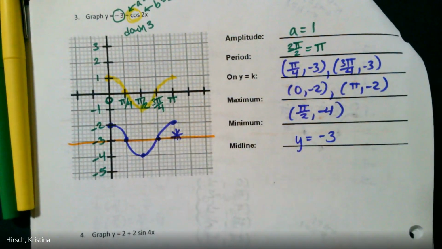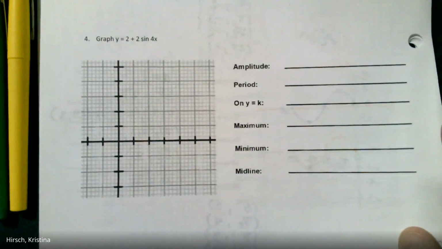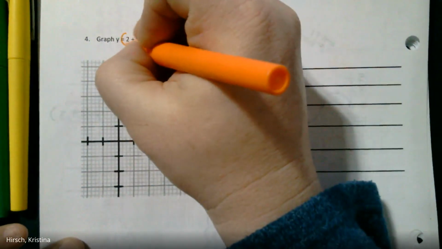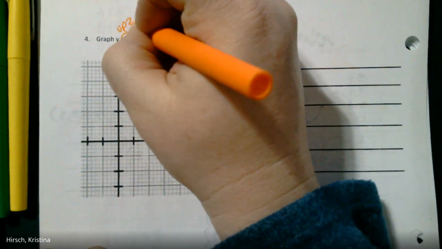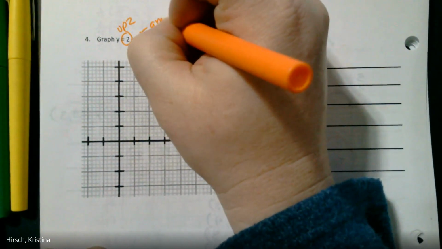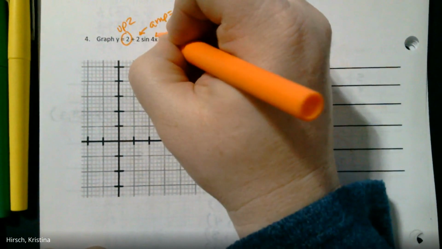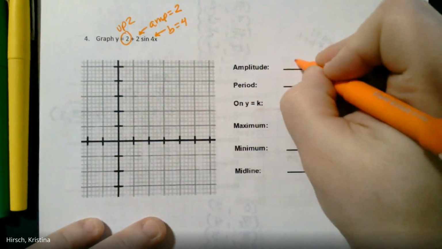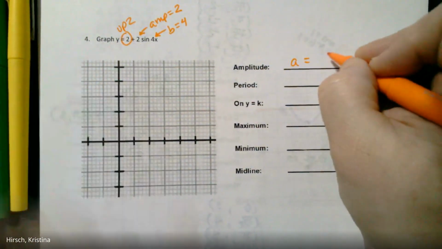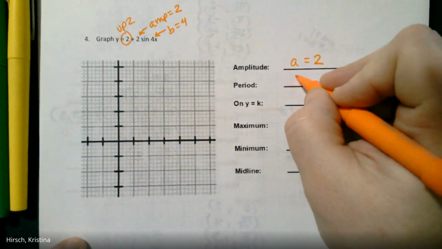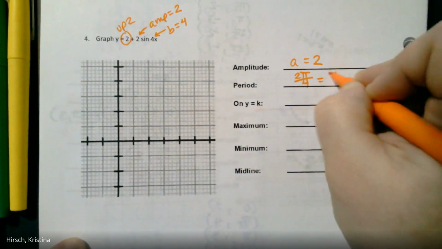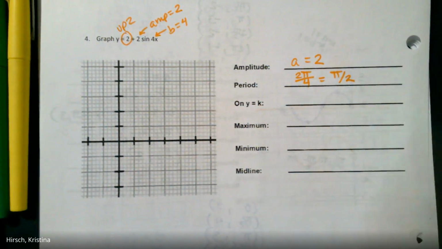Okay, number 4. You have a vertical shift of up 2, but I have an amplitude of 2. I have a B value of 4. Those are some of the things that I should see right away. So my amplitude is A equals 2. My period would be 2 pi over B, which is 4, which gives me pi over 2.